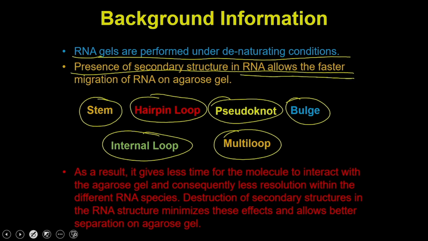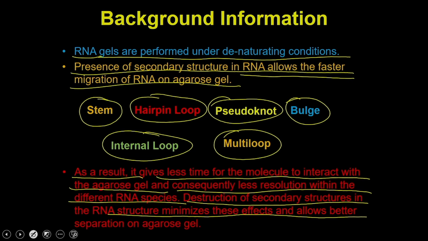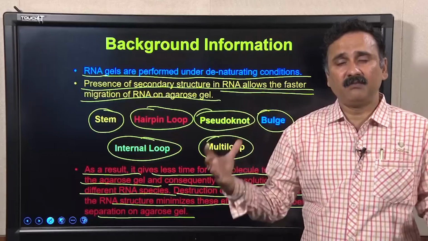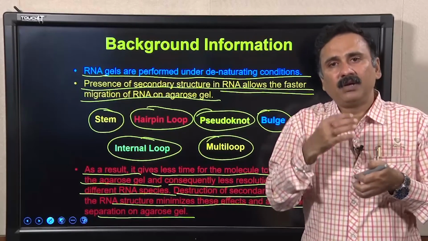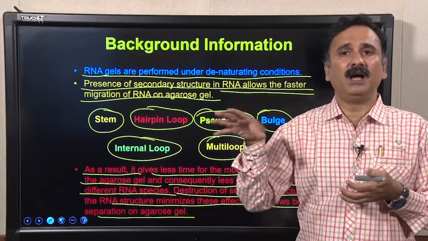Because they allow the RNA to run fast on the agarose gel, and if they run fast, it gives less time for the molecule to interact with the agarose gel, and consequently there will be less resolution between the different RNA species. Destruction of secondary structure in the RNA minimizes these effects and allows better separation on the agarose gel. Because it has a secondary structure, it becomes a very compact structure, and because of that it runs very fast within the pores present in the agarose gel.